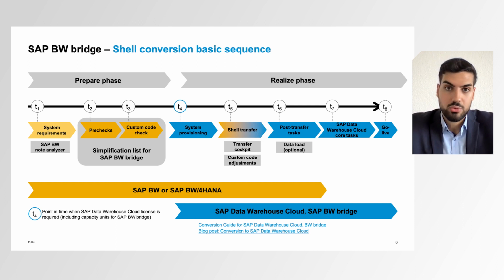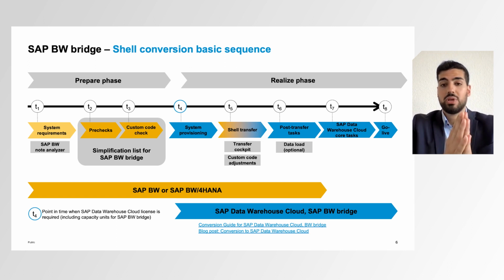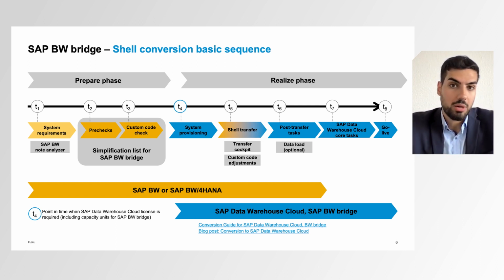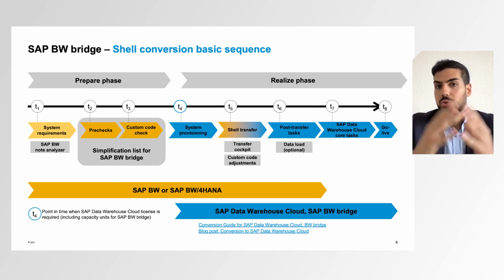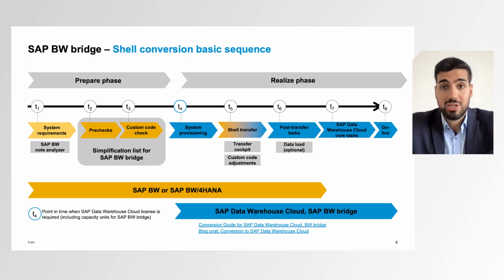Next, we continue with the realization phase. Here, first of all, we start with the system provisioning, and here it is important to know that SAP BW Bridge is an additional feature of SAP Data Warehouse Cloud. Unlike other regular Data Warehouse Cloud core functionalities, SAP BW Bridge is not available out of the box. Therefore, within T4, our customers need to ensure that additional capacity units, for example, are assigned to their SAP Data Warehouse Cloud tenant, explicitly for SAP BW Bridge. And of course, that SAP BW Bridge within T4 is provisioned.